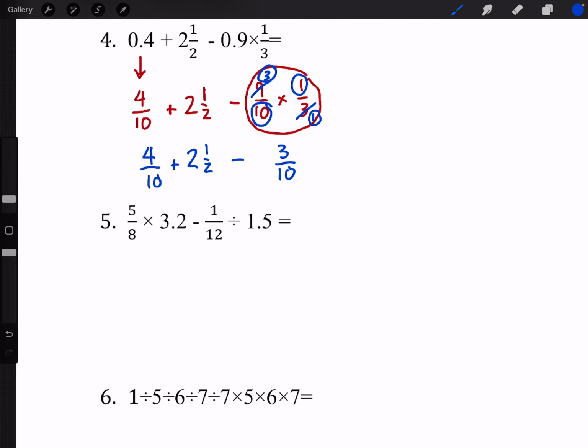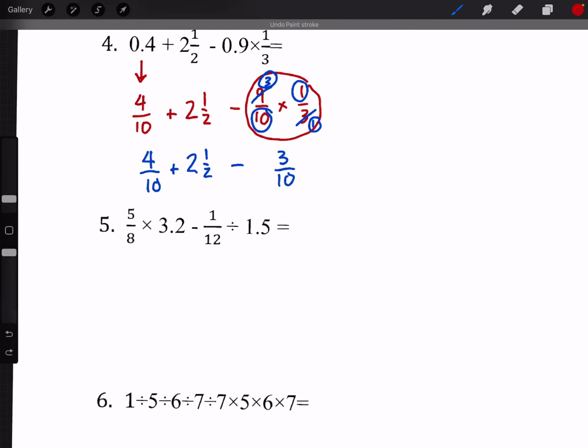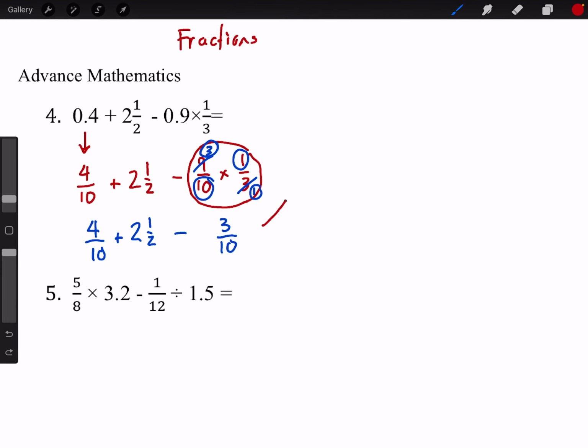All right, because we've got plus and minus, they're the same level of importance. We have to do left to right, so let's do this first. You've got 4 over 10 plus... oh, actually, 4 over 10 can be simplified. I forgot. We just simplify that, it becomes 2 over 5. So we've got 2 over 5 plus, now 2.5 can be written as an improper fraction. So that becomes 5 over 2 and then minus 3 over 10.